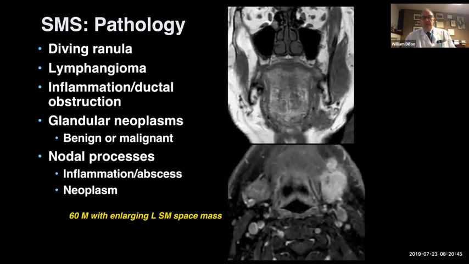So you can see ranulas, lymphangiomas here, all kinds of things, ductal obstruction from salivary calculi, neoplasms, as well as nodes. And so what you may see here is an abnormal enhancement of the submandibular gland, normal on the right, abnormal on the left, surrounded by lymph nodes. This is an enlarging submandibular gland with probable lymph node metastases, very concerning for a cancer. A fine needle showed mucoepidermoid carcinoma.